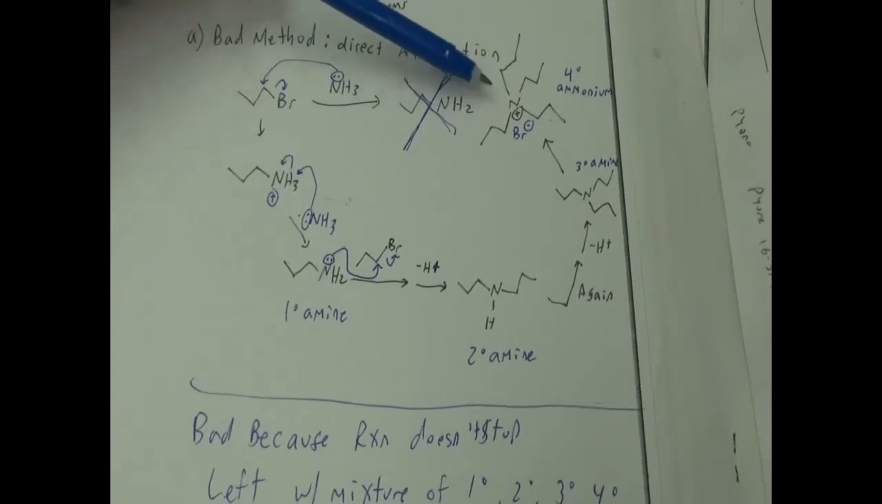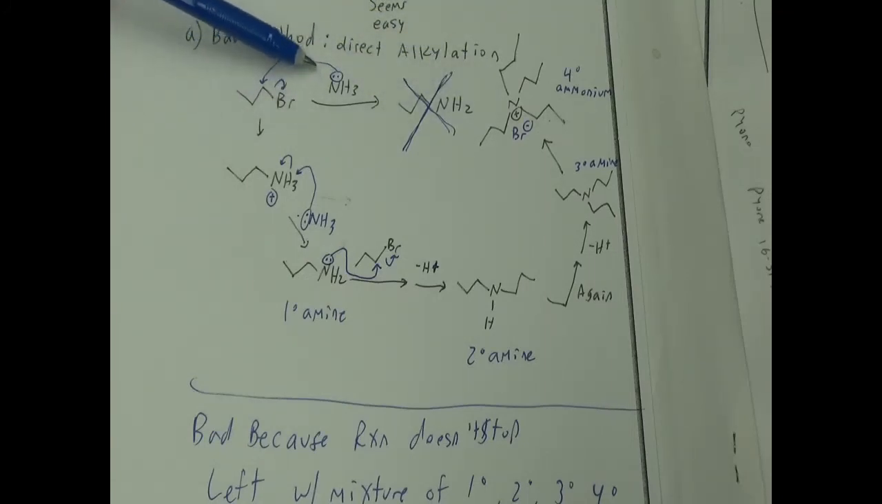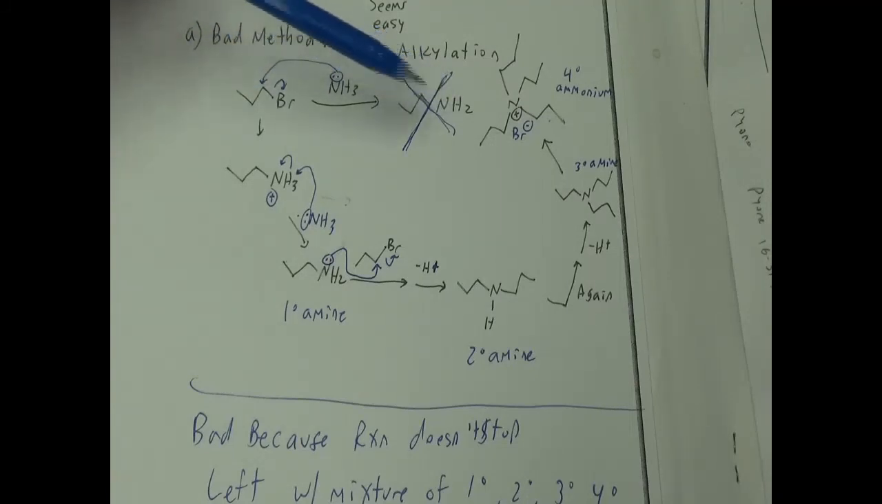I should also say, sometimes your goal is actually to make the quaternary ammonium, and if your goal is to make the quaternary ammonium, well then that's actually a good way to do it. Just blast an alkyl halide with NH3, and then just let it go all the way, and you'll make a quaternary ammonium. Because sometimes these actually have interesting properties, and it's what you want to make. But in this case, we want to make the primary amine.